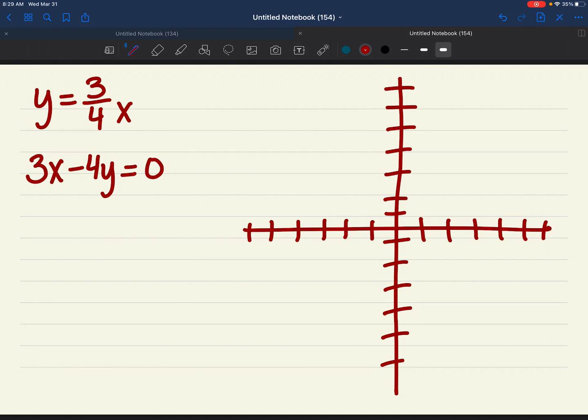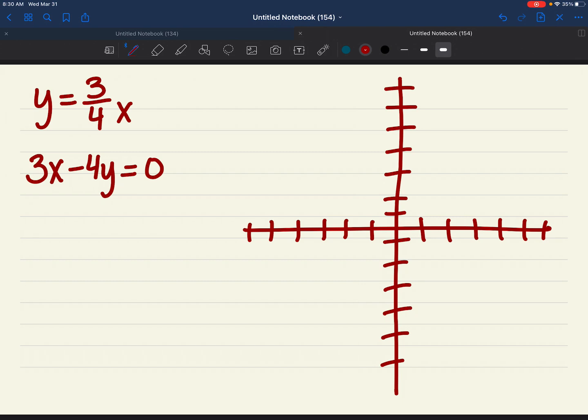Now, can anyone tell me what I should do before I even start graphing? Switch them around, right? Switch what around? Find the slope. Subtract it by 3x, right? Okay, so what are you doing when you do that? You're moving it into what form? We did it yesterday. Slope.